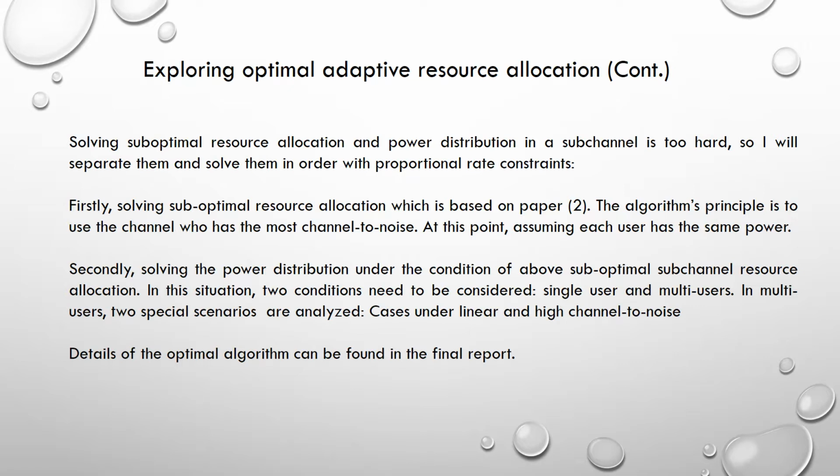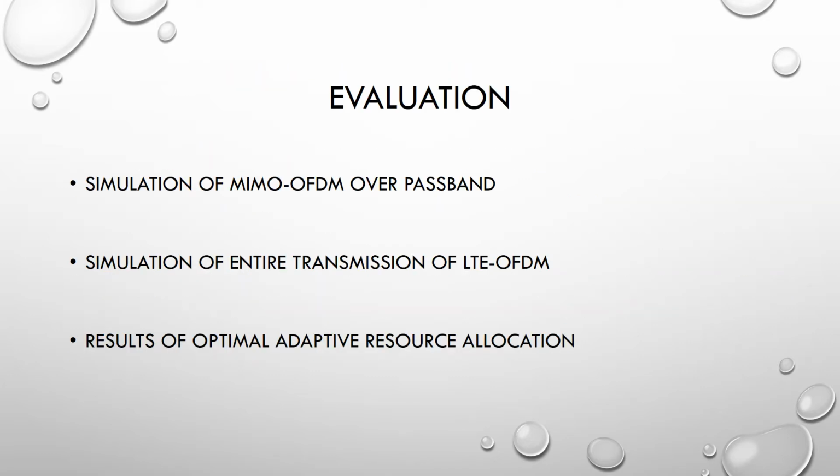Secondly, solving the power distribution under the condition of the above suboptimal sub-channel resource allocation. In this situation, two conditions need to be considered: single user and multi-user. In multi-user, two special scenarios are analyzed: cases under linear and high channel to noise ratio. Details of the optimal algorithm can be found in my final report.